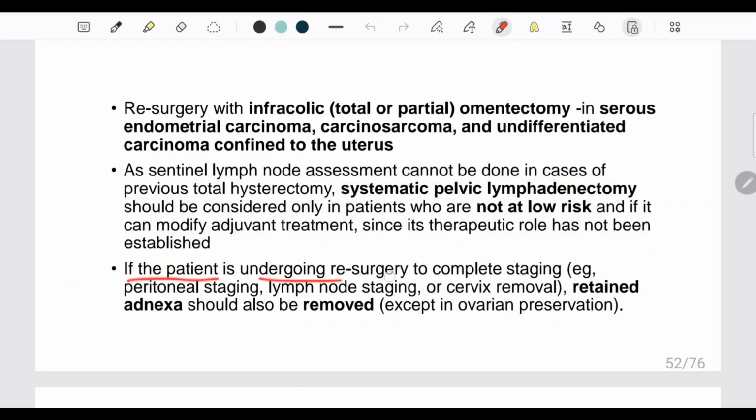If the patient is undergoing resurgery to complete staging, then peritoneal staging, lymph node staging, and cervix removal are done. Along with that, the retained adnexa should be removed, except where there is an indication of ovarian preservation, which we discussed in part 1.